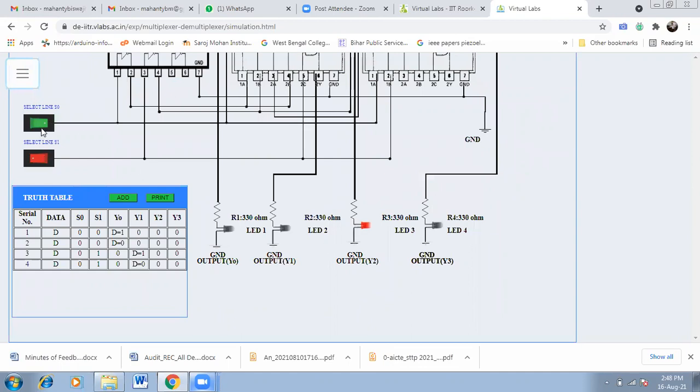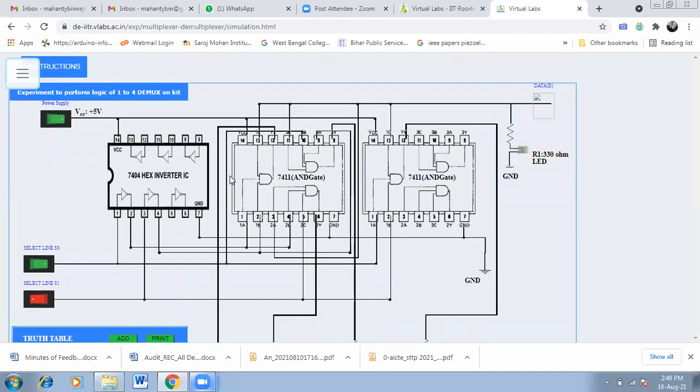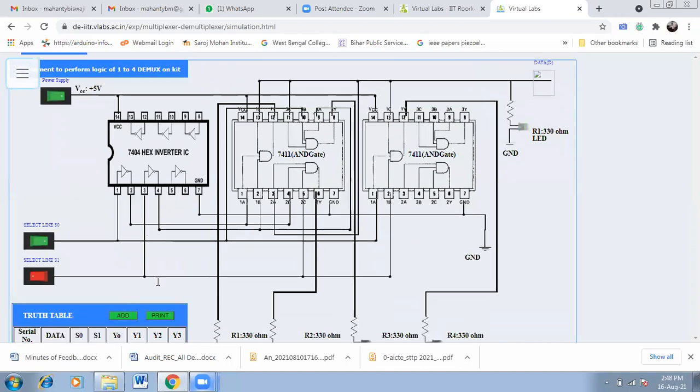Why? Because the data selector selects this y2 output. And how is the data selector selecting? By bit combinations of S0 and S1. What is the bit combination? S0 is equal to 1 and S1 is equal to 0. So 1, 0 means 2. Now you can add it. In the same way, y2 is giving the output. And now you can put 0 here and add that one.